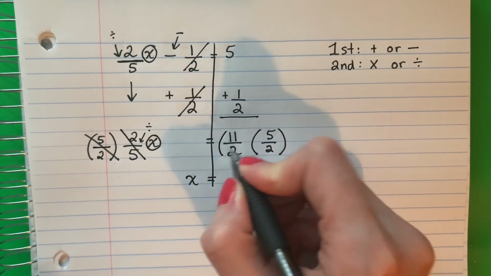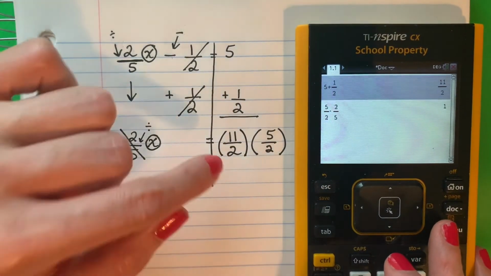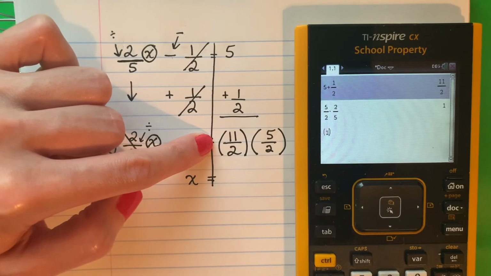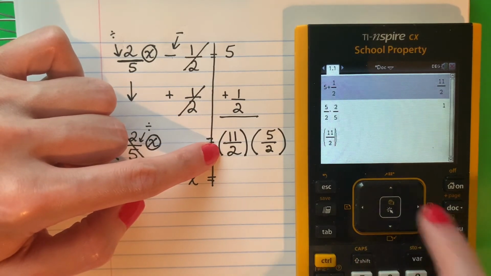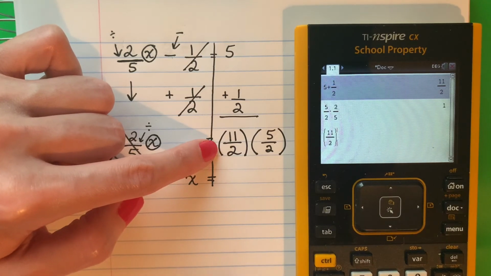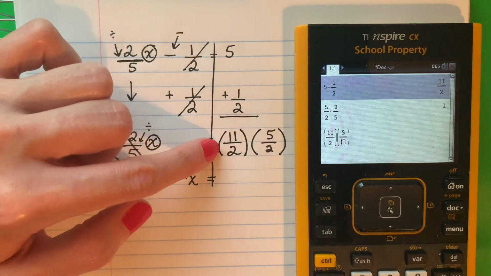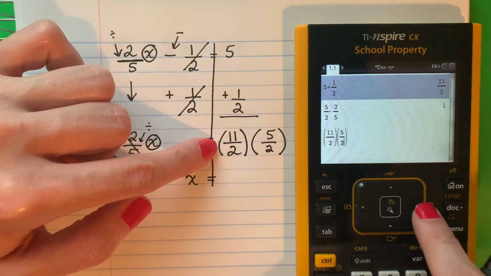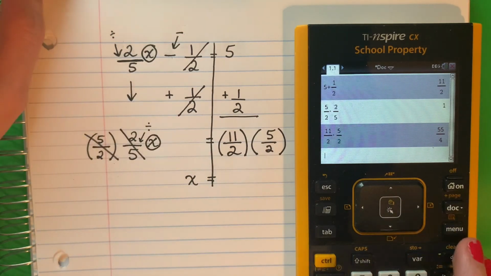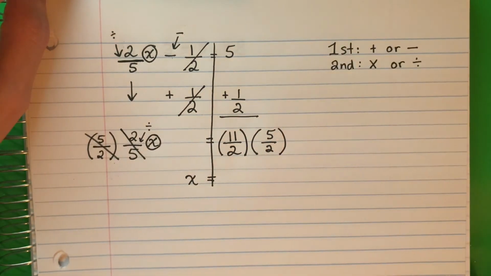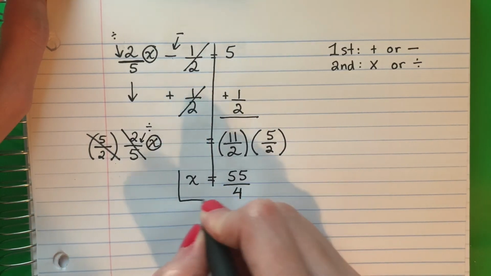And I get x equals, and I'm going to put this in the calculator too. Let me put this in parenthesis to keep it together, para quedar juntos, okay? So I will put parenthesis 11 divided by 2. Go to the right, a la derecha, and close your parenthesis. And then open, abre, 5 divided by 2. Go to the right, va a la derecha, and close. And I get 55/4. And this is my answer.